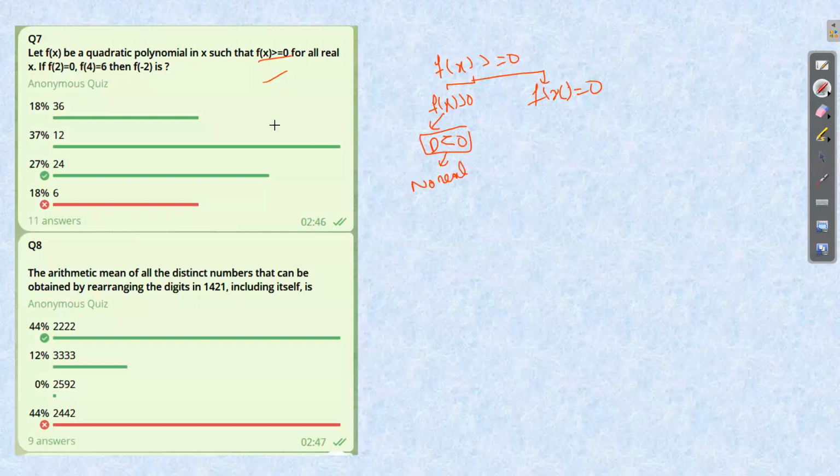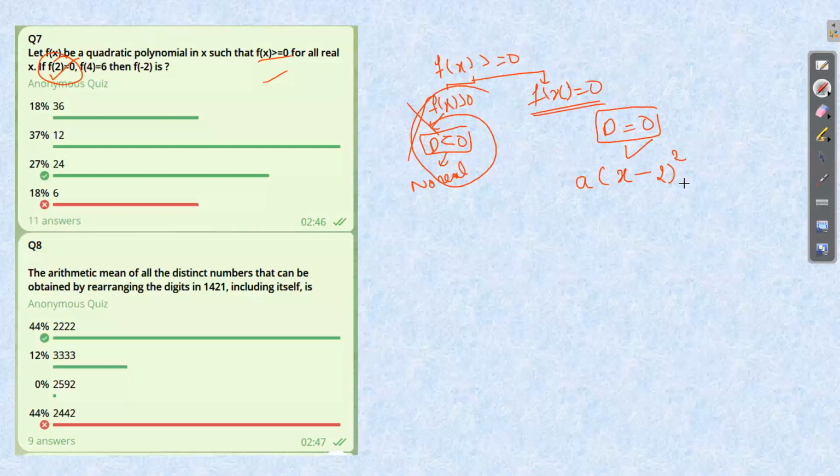But we can see that at f(2) it becomes 0. So this case is gone. It means that the discriminant is 0. So discriminant is 0 means both the roots will be 2. So the equation will be in this form: a(x minus 2) whole square, because we get f(2) is 0. This is the form of the equation.